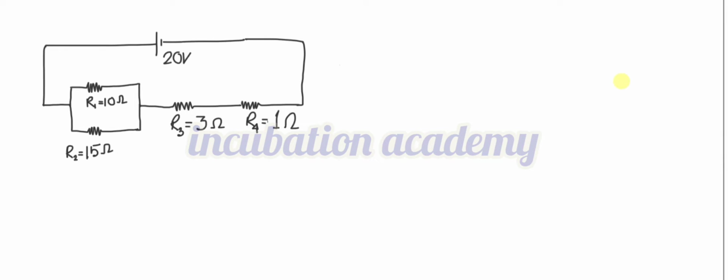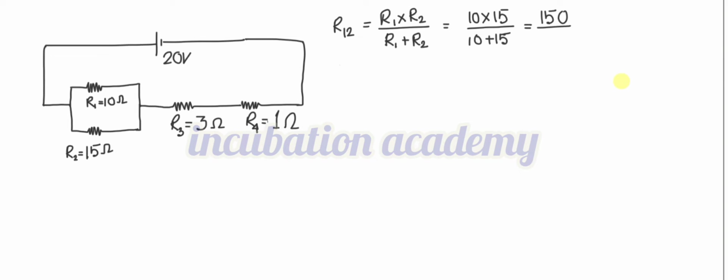Since R1 and R2 are connected in parallel, we have to calculate the parallel equivalent of these two resistances by this formula: R12 is equal to R1 into R2 divided by R1 plus R2. Here the suffix 12 denotes the equivalent of R1 and R2. R1 is 10, R2 is 15. So 10 into 15 divided by 10 plus 15: 10 into 15 is 150 and 10 plus 15 is 25. So 150 divided by 25 becomes 6 ohm.